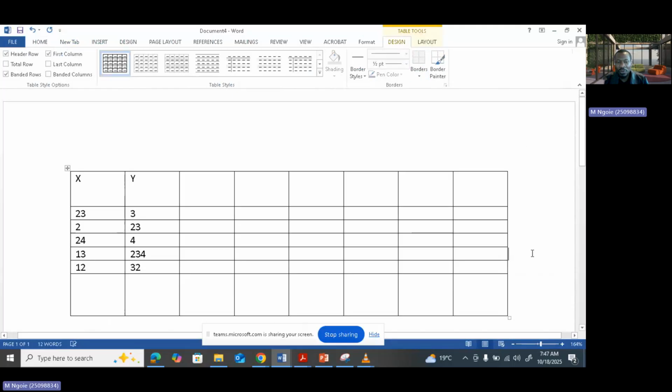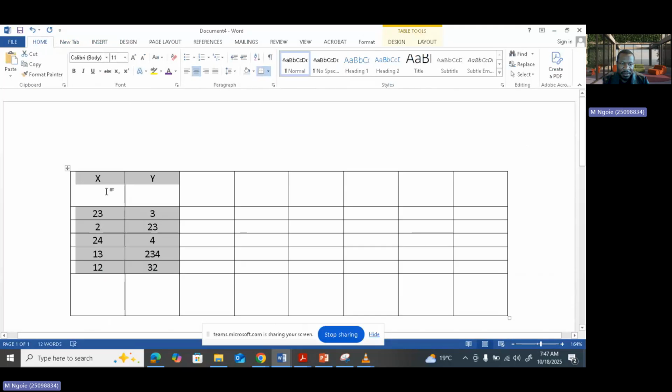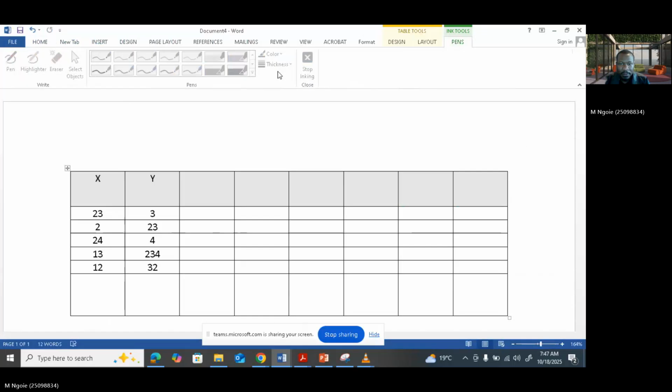Okay, so what you guys are going to do here, it's very easy, right? I'll show you. What I want you to do is this. What I wanted you to do there, you're going to find the average here. You find the average here. You're going to find also the average here.